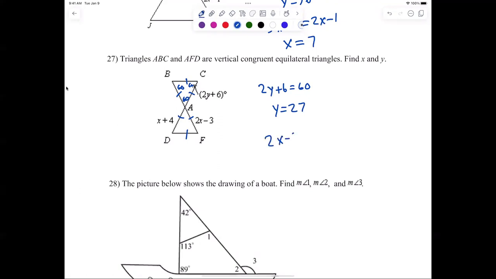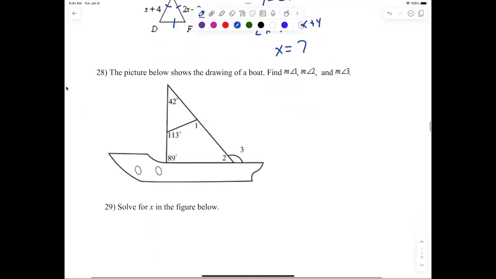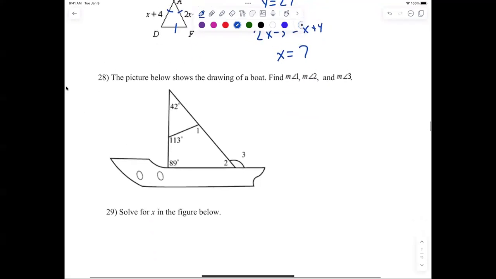And then 2x minus 3 equals x plus 4. So x is equal to? 7. Easy as that. Okay.